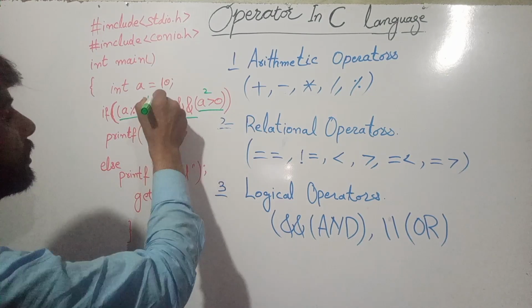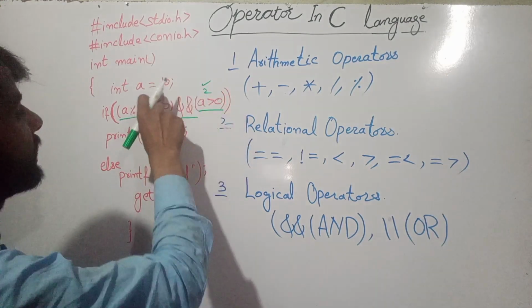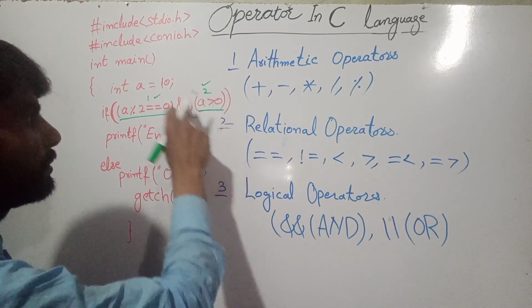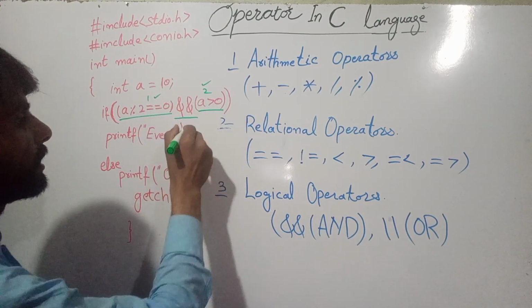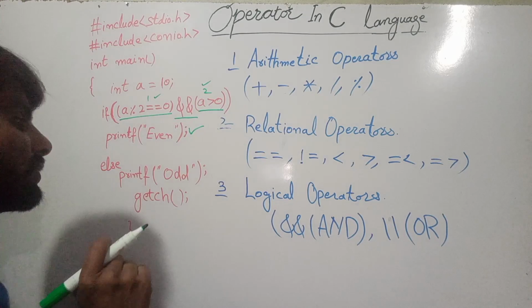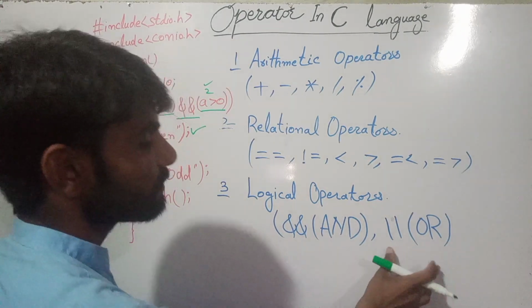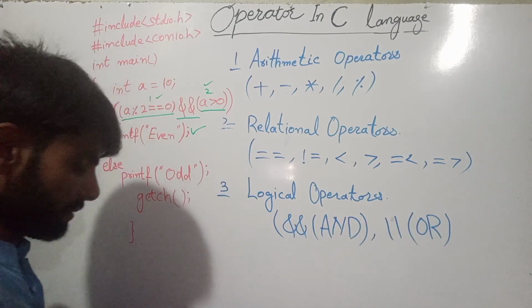So these are both true conditions, because 10 is completely divisible by 2 and a is greater than 0, because this is a positive number. So now the even statement will be executed, right? I hope you got it. And next we will use the OR operator.